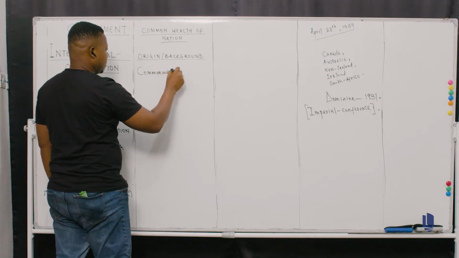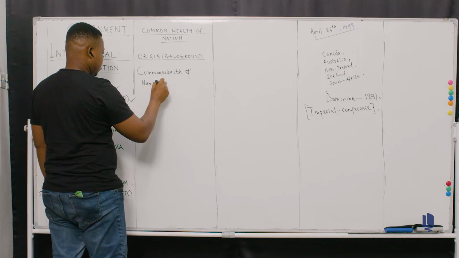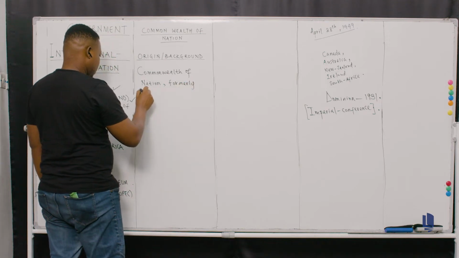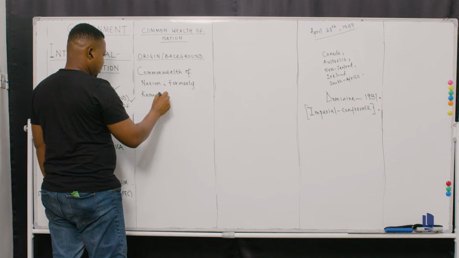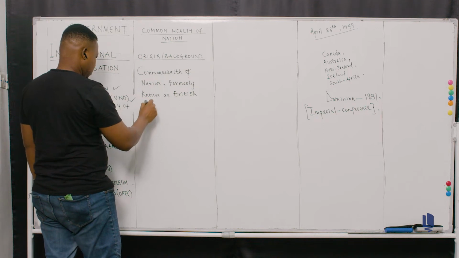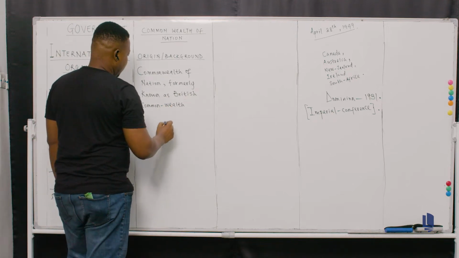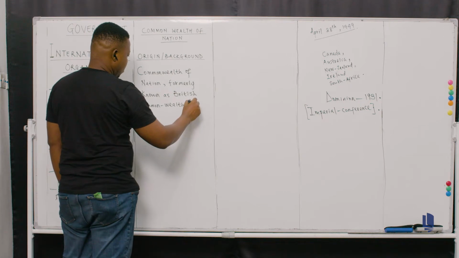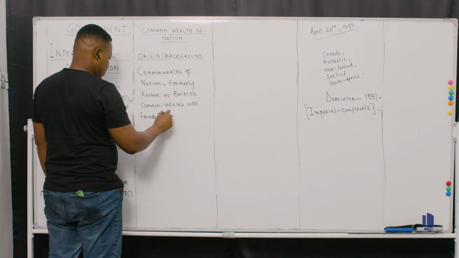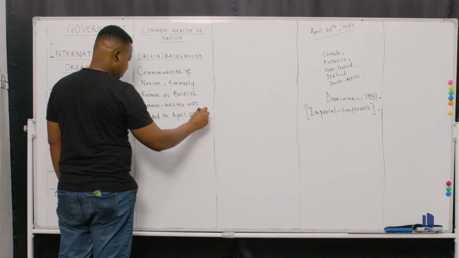Commonwealth of Nations, formerly known as British Commonwealth, was founded on April 28, 1949.